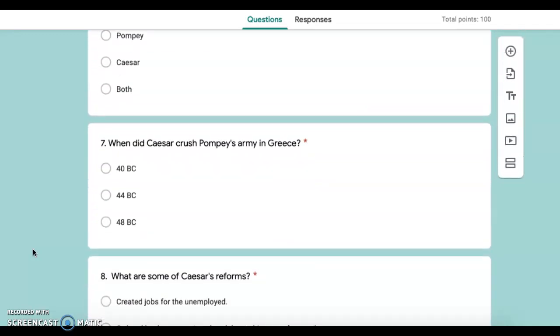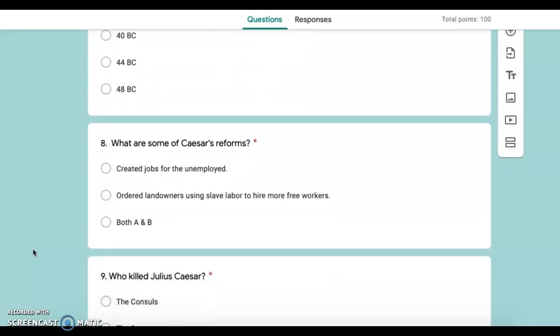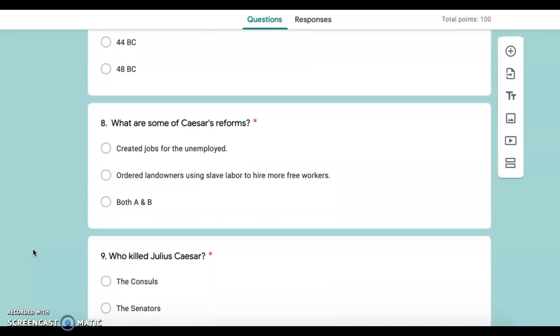Number 7. When did Caesar crush Pompey's army in Greece? 40 BC, 44 BC, or 48 BC? Number 8. What are some of Caesar's reforms? Created jobs for the unemployed, ordered landowners using slave labor to hire more free workers, or both?